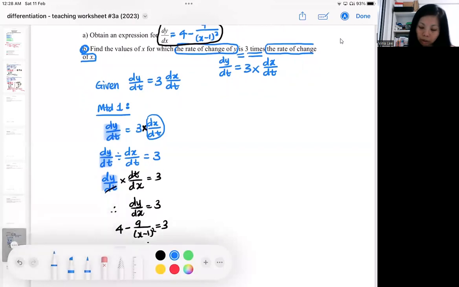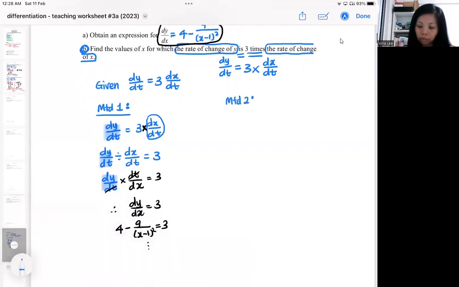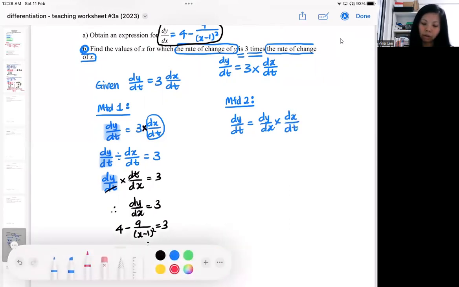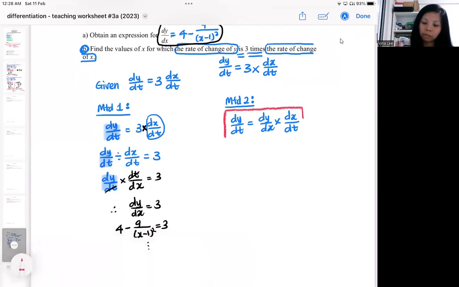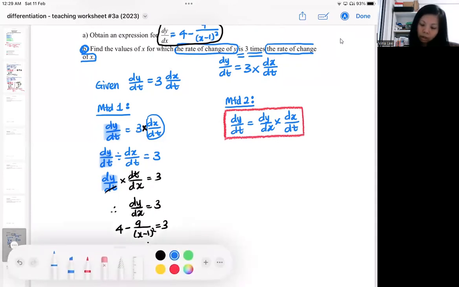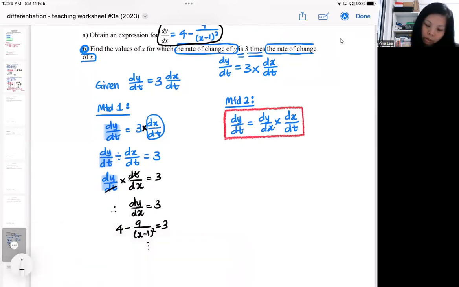Method 2 will look something like this. Personally, I don't use method 2 a lot of the time, but it's a proper method. Remember just now, this was a generic rate of change formula. So some people will use this generic rate of change formula. How do they use it? They substitute in: dy/dt is equivalent to this. They substitute in.